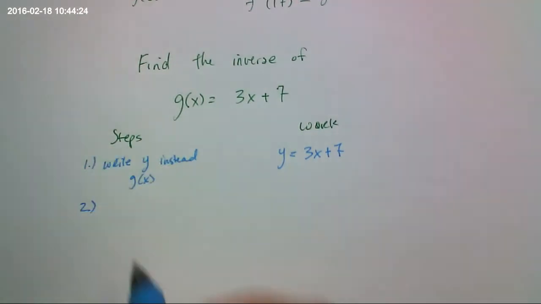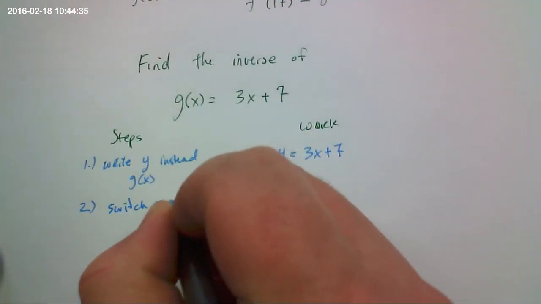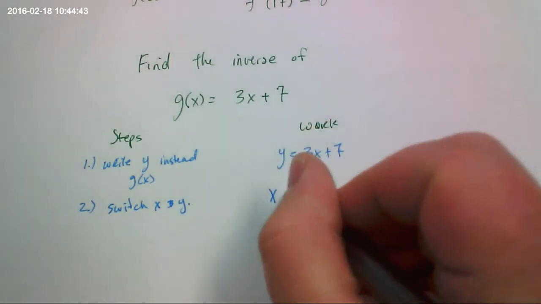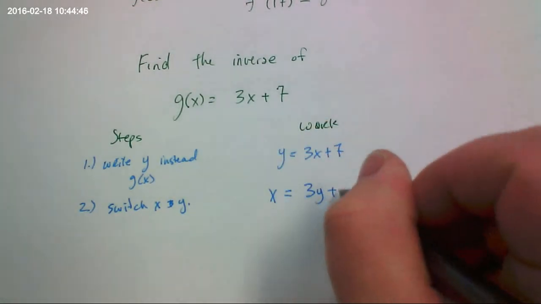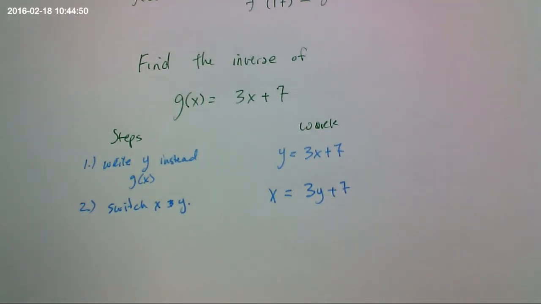Step 2. This is not a math step. It's not going to be equal to what it was before. This is not an algebra step. Switch x and y. We now have changed what it's equal to. Step 1 and step 2 are no longer equal. We're finding a different function. It does everything backwards, so by switching them we're going to make everything backwards.